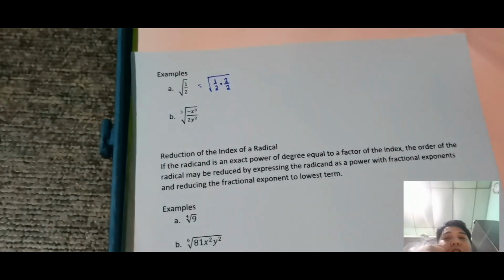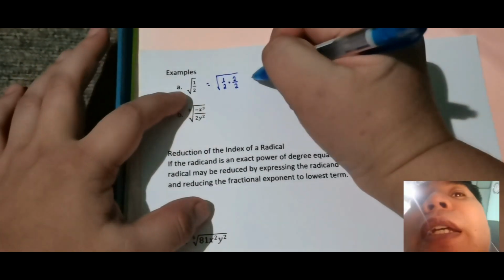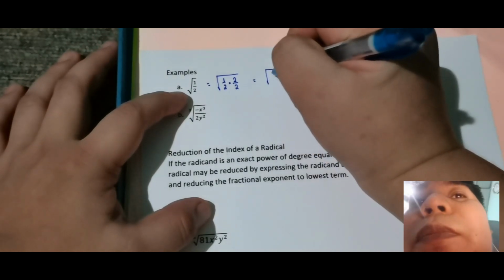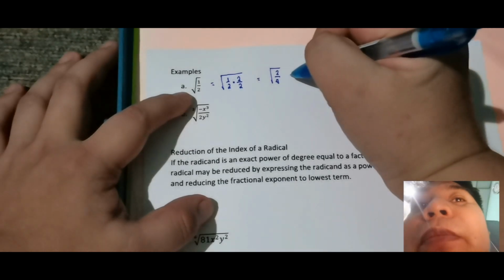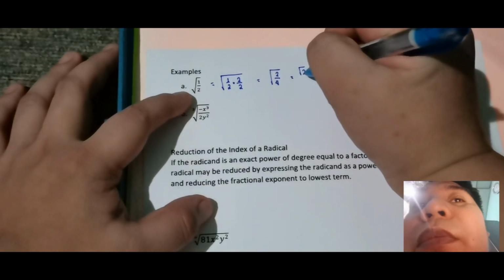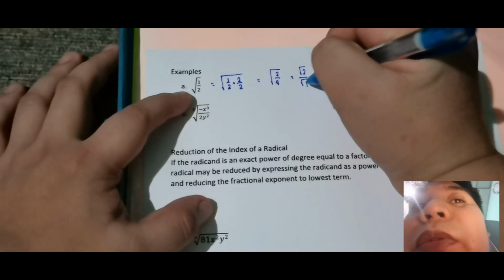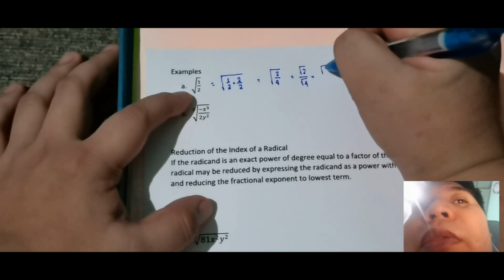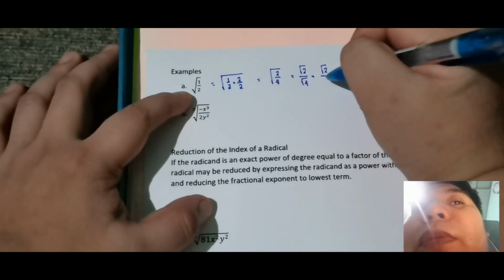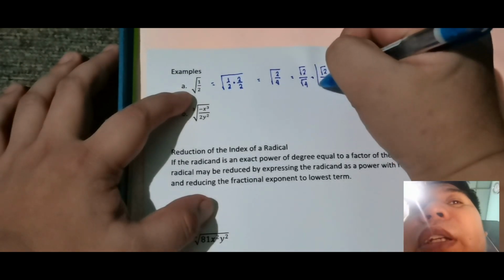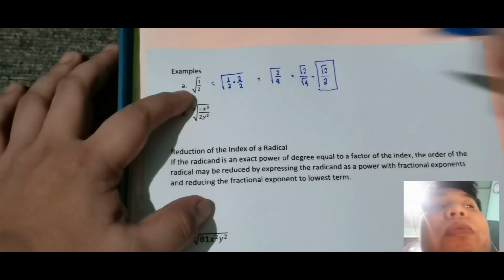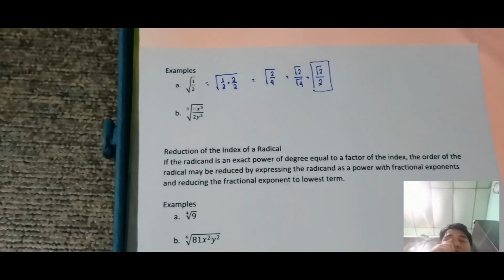Ngayon, anong gagawin na, sir? This is equivalent sa square root of 2 over 4. Then, apply natin yung property. This is square root of 2 over square root of 4, which is equal sa square root of 2 over square root of 4, that is 2. So, therefore, ang sagot is square root of 2 over 2. Nawala ko yung radical sa ilalim.